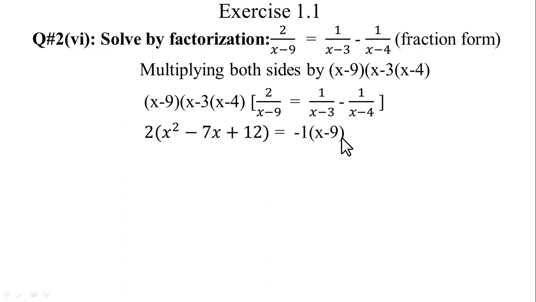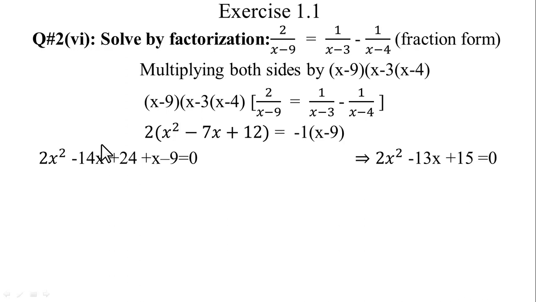Now we rearrange the values and get the final equation. 2x square minus 14x plus 24 plus x minus 9 is equal to 0. This implies that 2x square minus 13x plus 15 is equal to 0. So this equation is in the form of a second degree equation or quadratic equation. Now we require the solution by the factorization method.